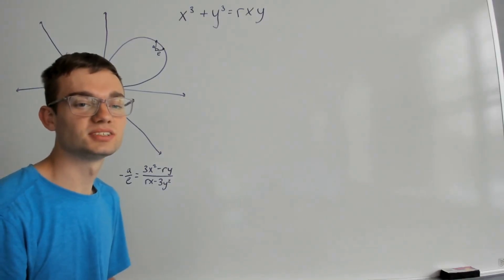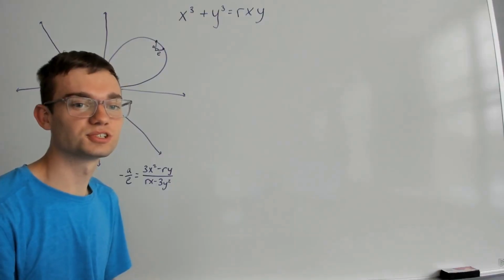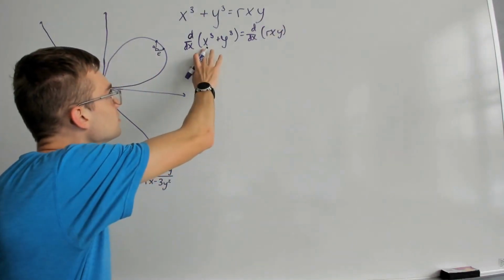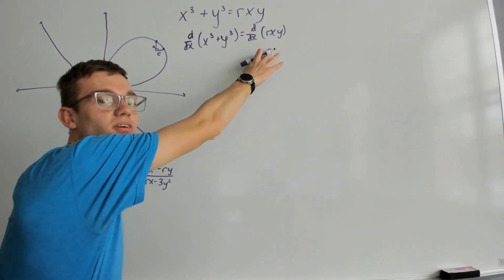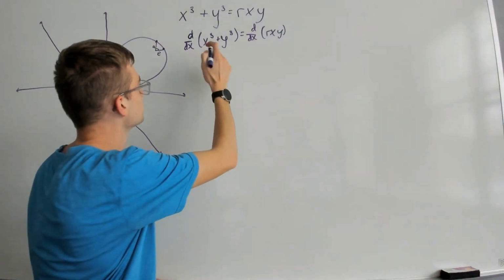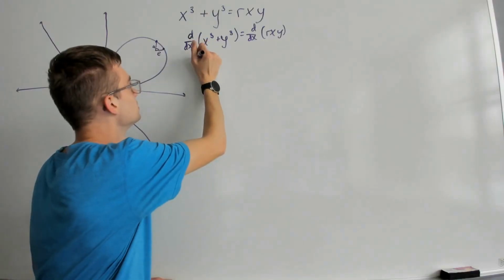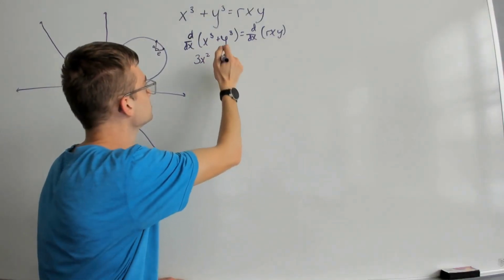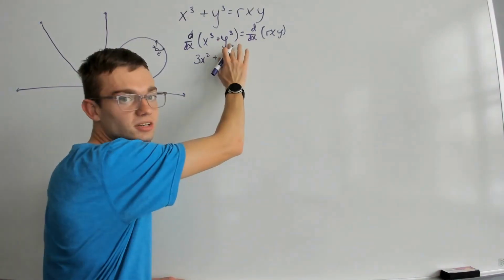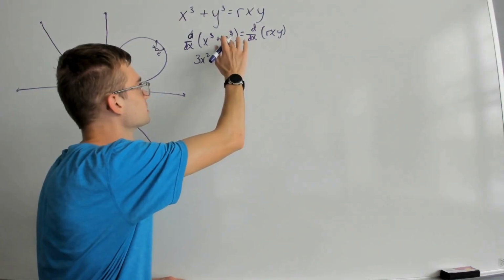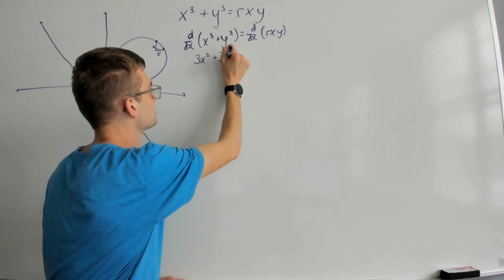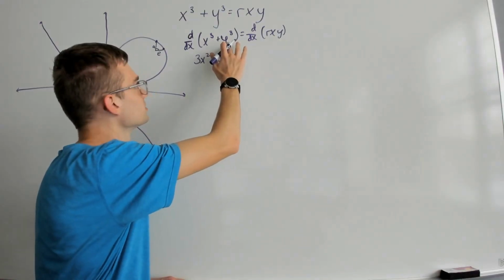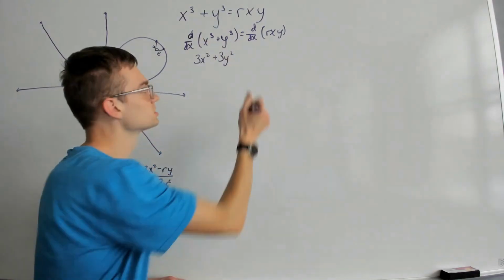To do implicit differentiation, the first step is to take the derivative with respect to x of both sides. So we take the derivative of x cubed plus y cubed, and then the derivative of rxy. For x cubed, it's pretty easy. It's just 3x squared, regular power rule. Now for y cubed, we have to use the chain rule. So first we take the derivative with respect to y, which is 3y squared, and then multiply that by the derivative of y with respect to x, or just dy/dx.